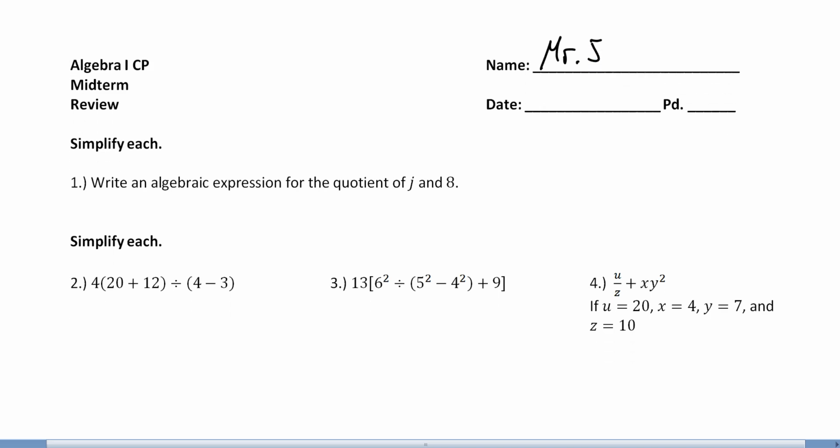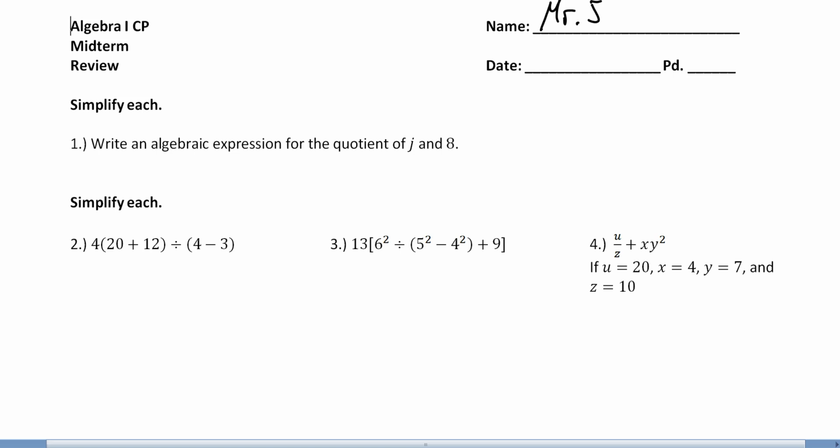If we take a look at this first one, it just asks us to write an algebraic expression for the quotient of J and 8. Again, an algebraic expression, not an equation, so no equal sign, but it gives us this whole thing about quotient. Remember, quotient is division. And then we just have to take these in the right order. Notice that it lists the J and then the 8, so the quotient of J and 8 would be J divided by 8. And I'm just going to write it like this as a fraction, and that's it.